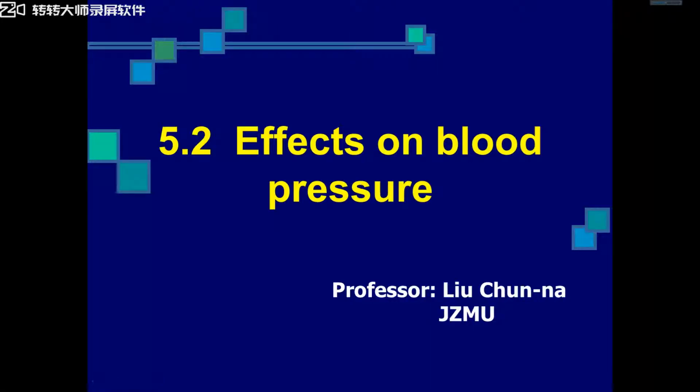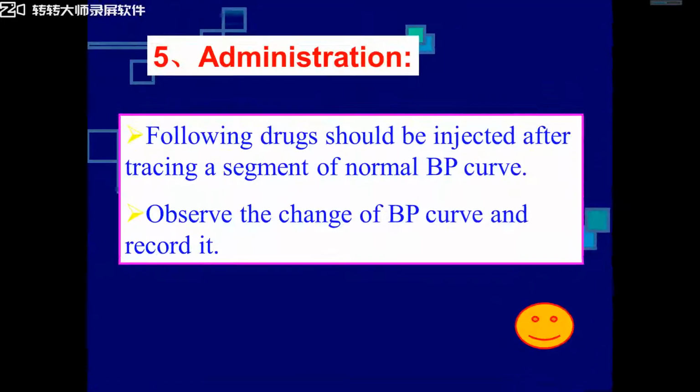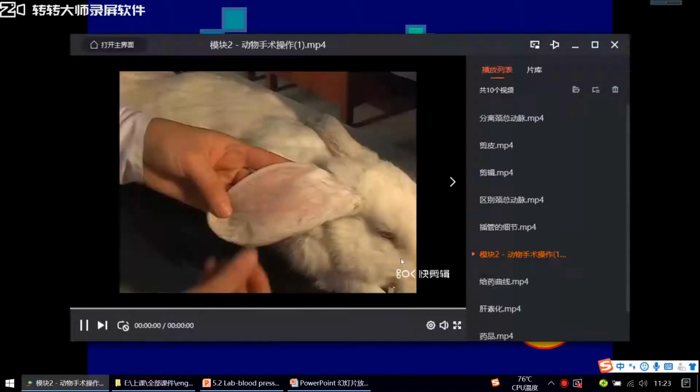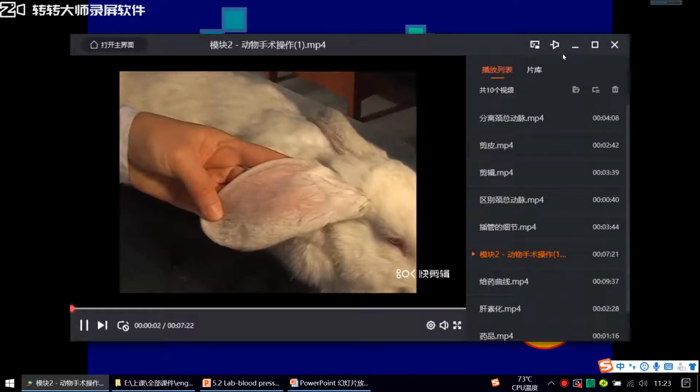Let's continue our experiment. Last class, we observed the adrenomimetic agents' effects on blood pressure, and we have done the third operation on our rabbits. Let's go over the steps of the experiment, and then we will go on with the rest of our experiment. Okay, this is the fourth group of students located in the outer part of the ear.